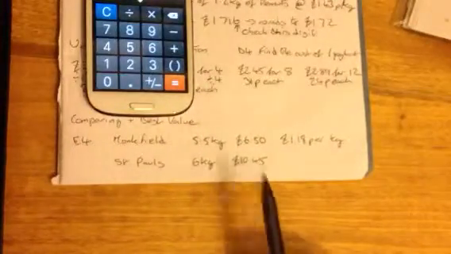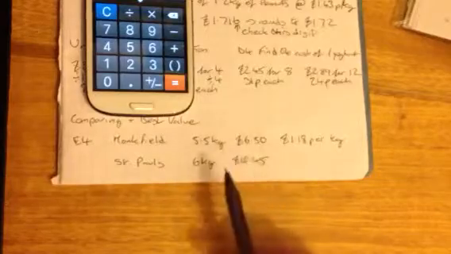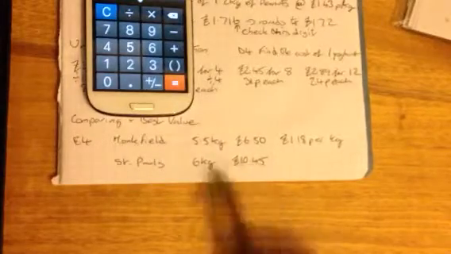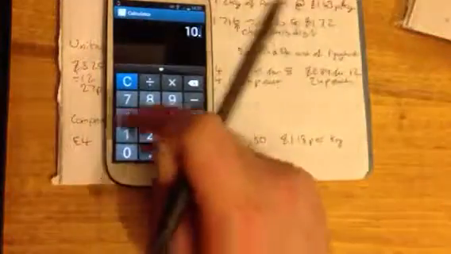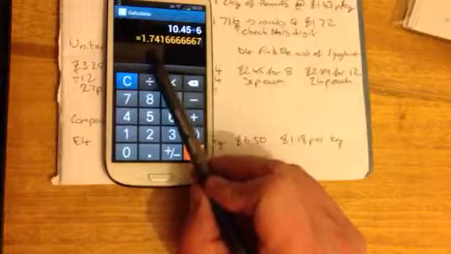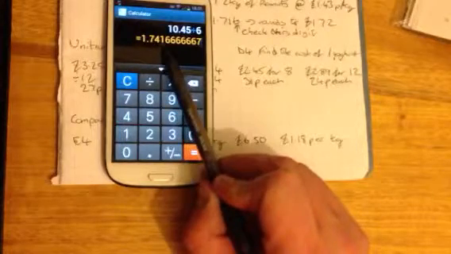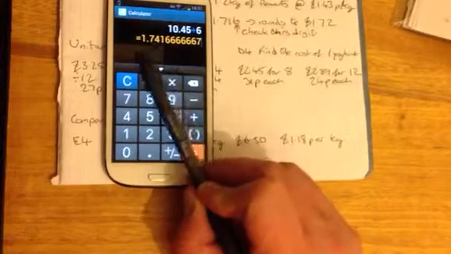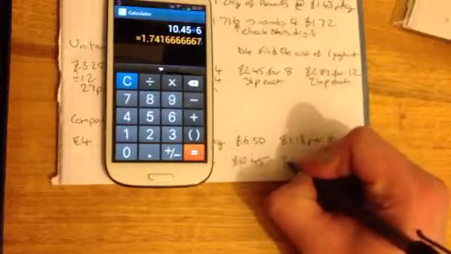Okay, I'm going to do the same thing with this one. We've got 6 kilograms for £10.45. To find out what 1 kilogram is, we're going to divide that price by 6. Okay, and that's 1.74. Our third digit's a 1, we're going to round down, so we're going to round to 1.74.